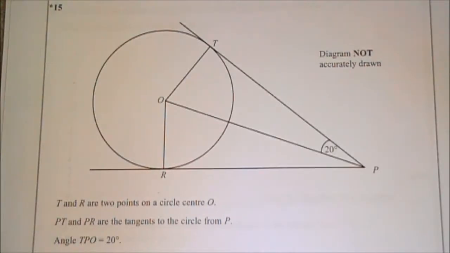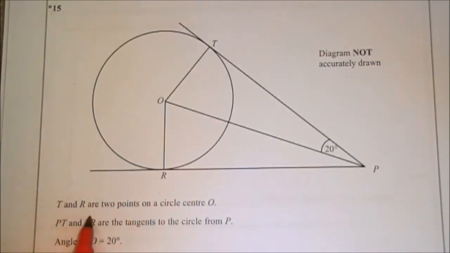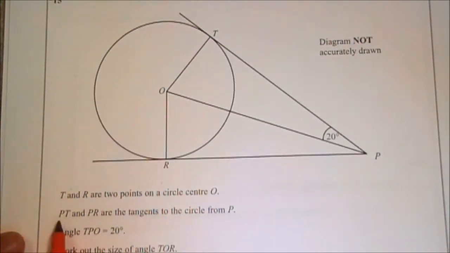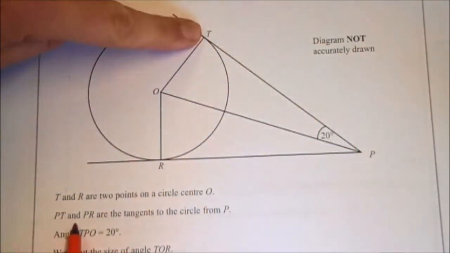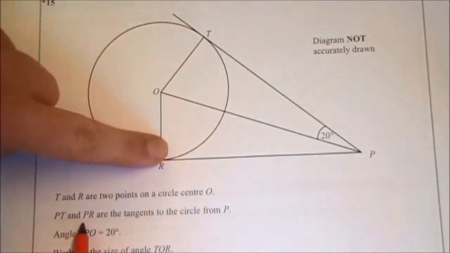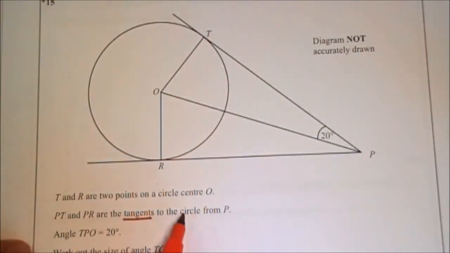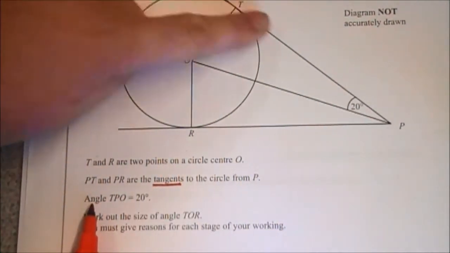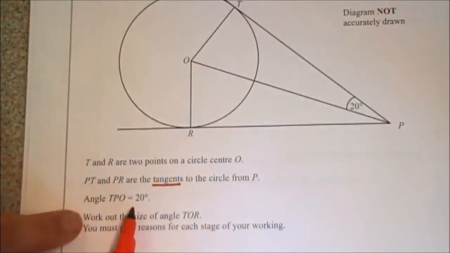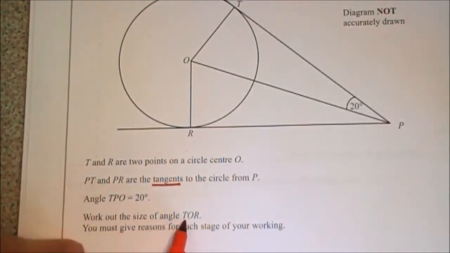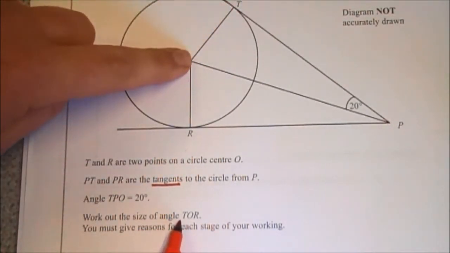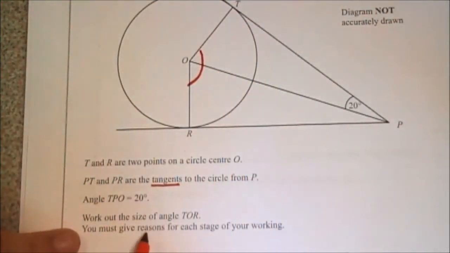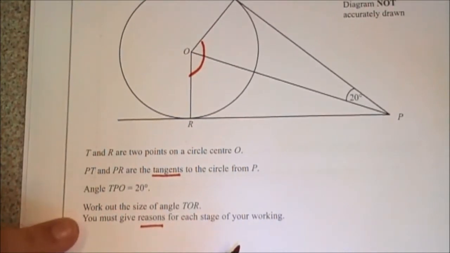Question 15 is a circle theorem question. T and R are 2 points on the circle. PT and PR are the tangents to the circle from P. Angle TPO is 20 degrees. Work out the size of angle TOR. So that's this whole angle here. You must give reasons for each stage of your working out.